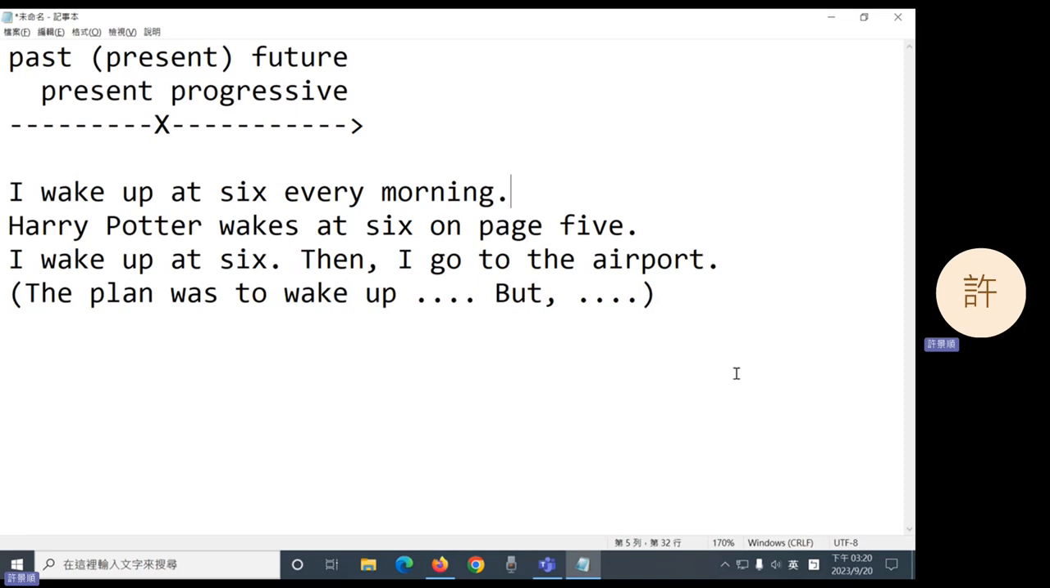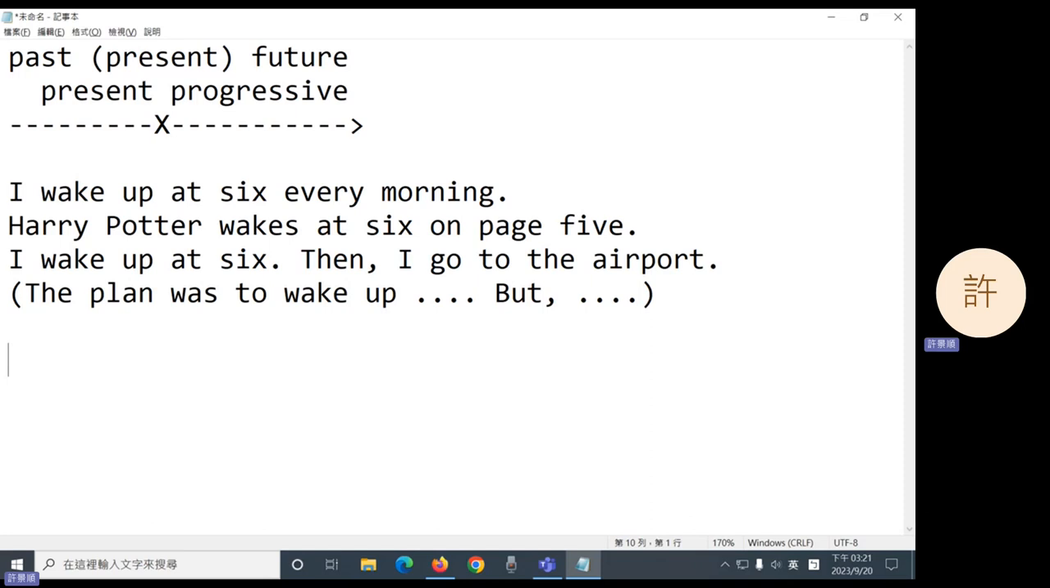Okay, so now let's talk about special uses of the past and future tense. In English, many stories are written in the past tense. And this is because a story is supposed to be about something that happened. But some writers will decide that they want to achieve some kind of effect. And so they will use the present tense or even the future tense.